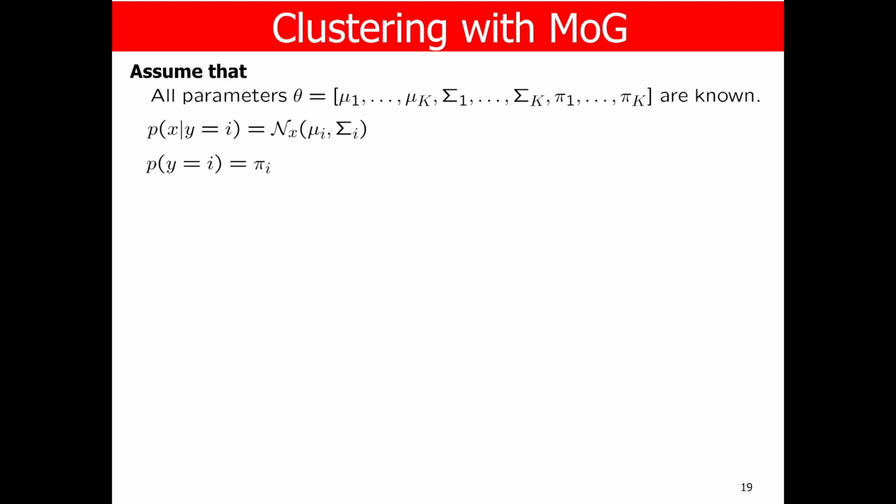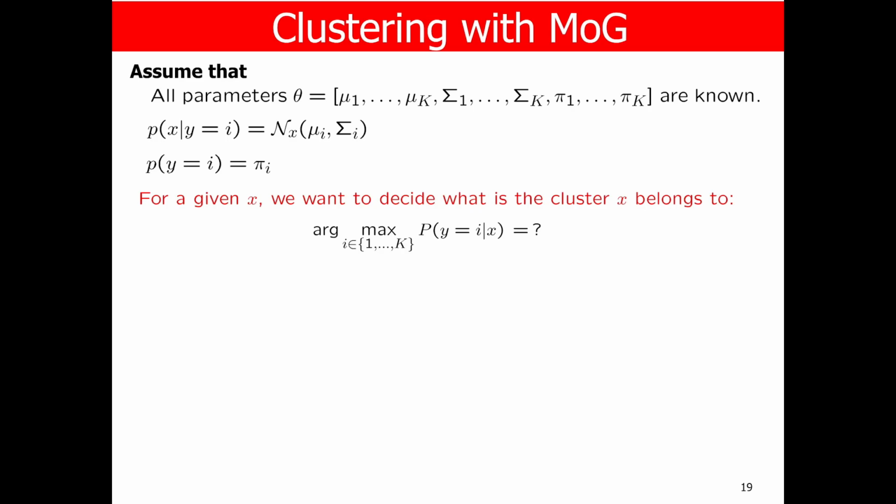We denoted the probability that y equals i with pi i. This is the probability that we selected the ith cluster. For a given x, we want to decide which cluster the point x belongs to. To solve this problem, we just have to calculate the probability that y equals i given x for all i, where i goes from 1 to k, and then we need to select that i where this is a maximum.